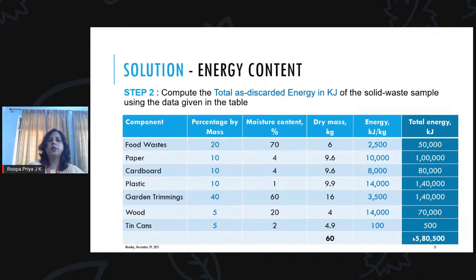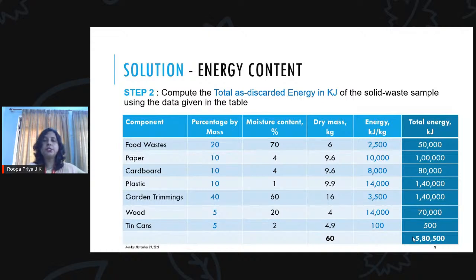For the plastic as the solid waste component, we have 1,40,000 kilojoule of total energy produced. Then for garden trimmings, we have 1,40,000 again for the component garden trimming. For wood, we have 70,000, and for tin cans, it is 500. And the total energy, according to this calculation, is 5,80,500 kilojoule of total energy from all these different components of solid waste.